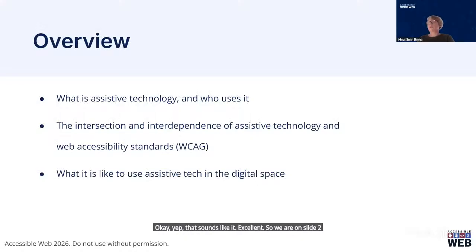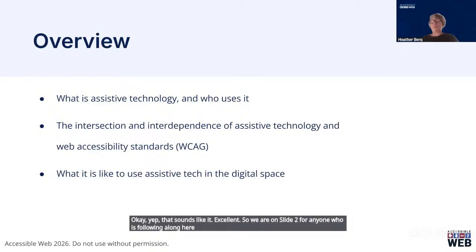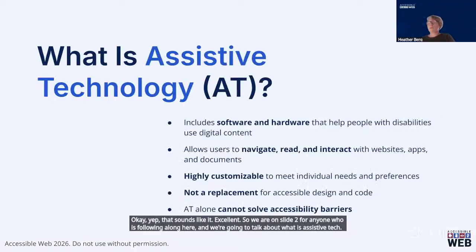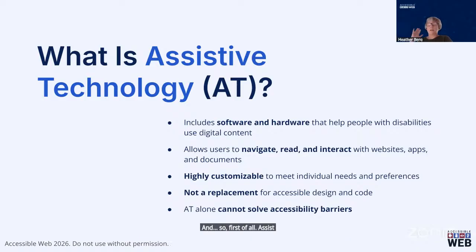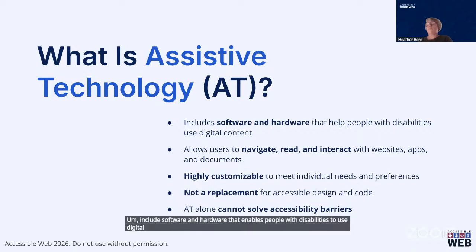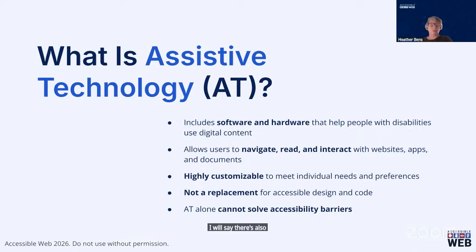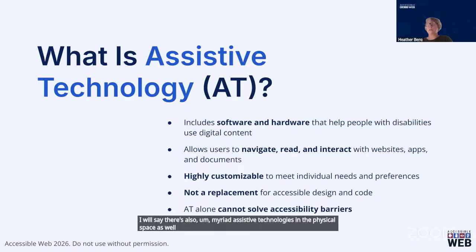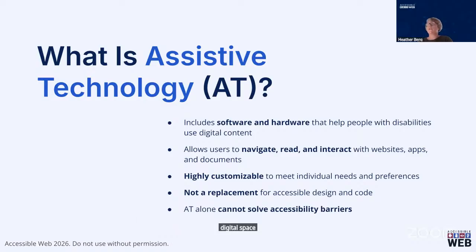Excellent. So we are on slide 2 for anyone who is following along here. And we're going to talk about what is assistive tech. And so first of all, assistive technology in the digital space includes software and hardware that enables people with disabilities to use digital content. I will say there's also myriad assistive technologies in the physical space as well, but we're going to really lean into the digital space for the purpose of our discussion today. So these assistive technologies allow users with disabilities to do things like navigate, read, and interact with websites, mobile apps, and electronic documents.